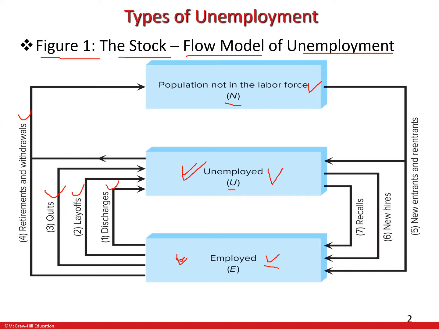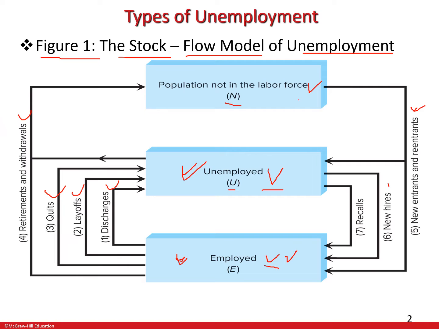Number 5 would be people who were previously in the third box re-entering the labor market as a new entrant or a re-entrant. Then if they get a job, they'll be considered as employed. If they're looking for a job but don't get one, then they'll be considered as unemployed.